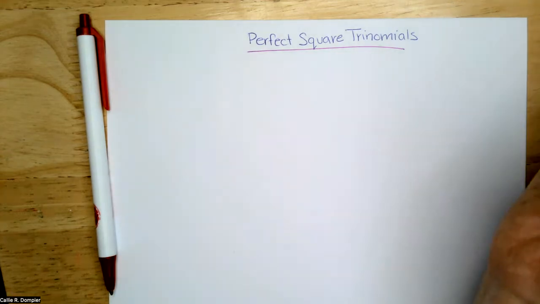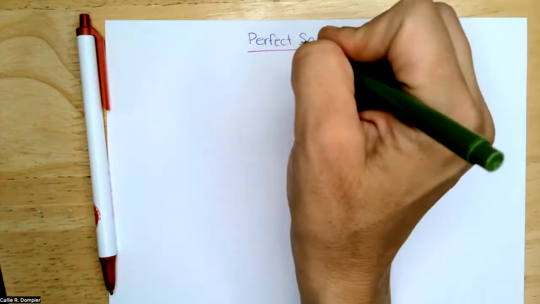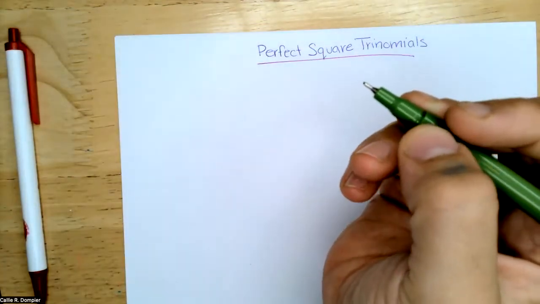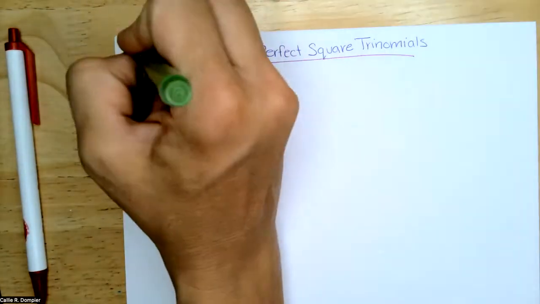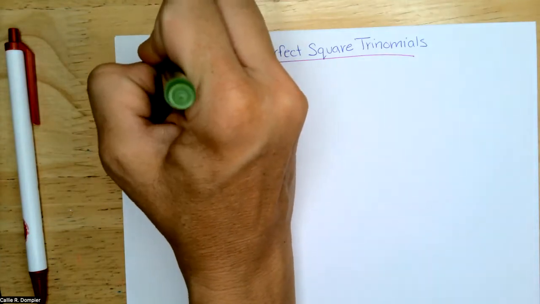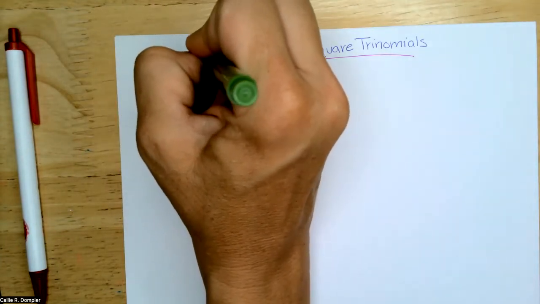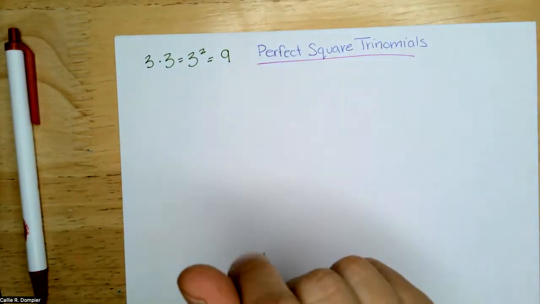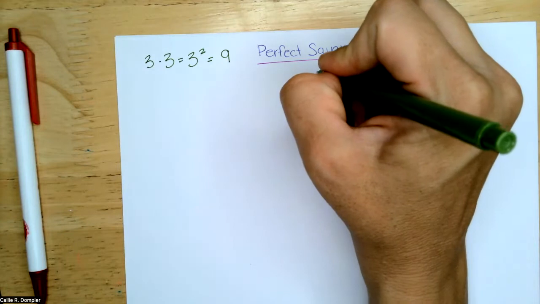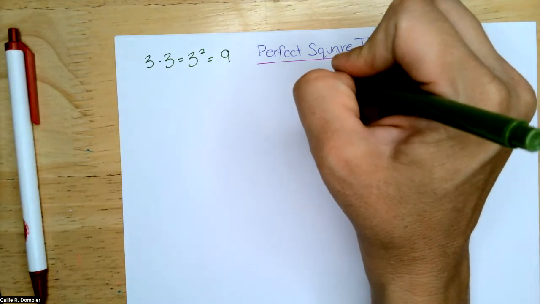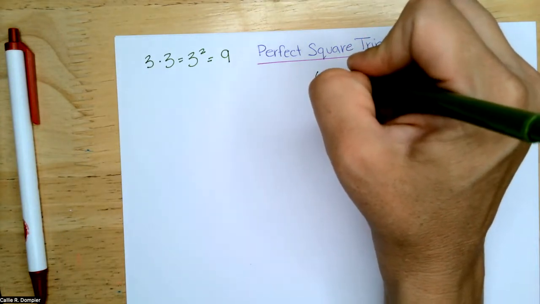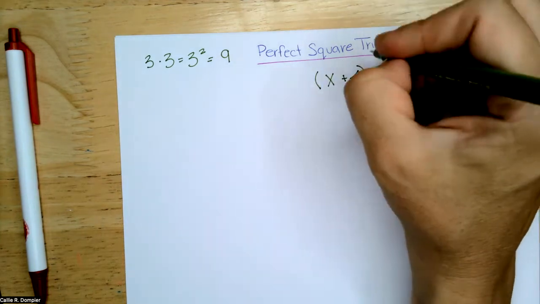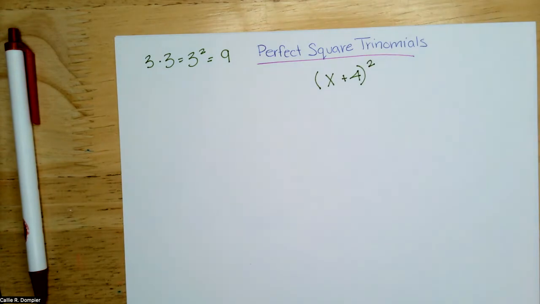So a trinomial has three terms, as we know. Perfect square means that a number is obtained by multiplying a number by itself. So if we say 3 times 3, we get 9. So we call 9 a perfect square. A perfect square trinomial is going to be a trinomial that is the answer to the multiplication problem of one binomial squared, or one binomial times itself.